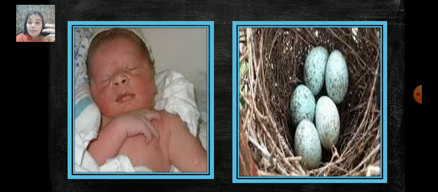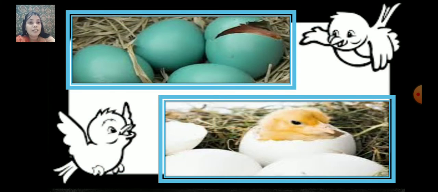And what about the babies of a bird? When they are laid, they look like an egg. After some days, the egg hatches and a small, beautiful baby bird comes out. Now, why do animals reproduce? See here, the eggs have hatched and the birds are coming out from the egg.